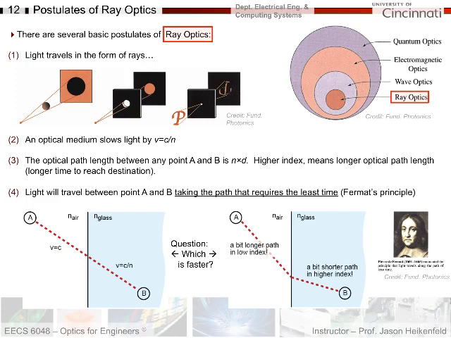And so the term optical path length takes in distance and refractive index. The fourth postulate, and this is very important, light will travel between a point A and B, always taking the path that requires the least time. Always taking the path that requires the least time. This is Fermat's principle. So let's look at the case here for light going from air to glass.